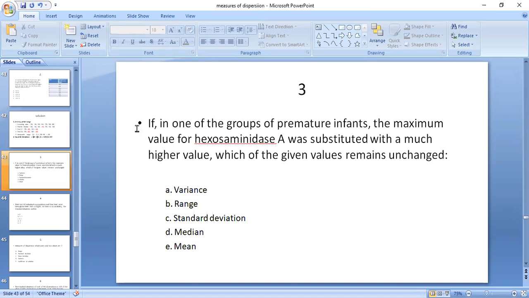Third MCQ. If in one of the groups of the premature infant, the maximum value for hexosaminidase A was substituted with a much higher value, which of the given values remain unchanged, whether variance, range, standard deviation, median, or mean? Which value will remain unaffected? Which measures will remain affected by the extreme values? It will be the median. Median will not be affected if the last value is substituted by a much higher value.